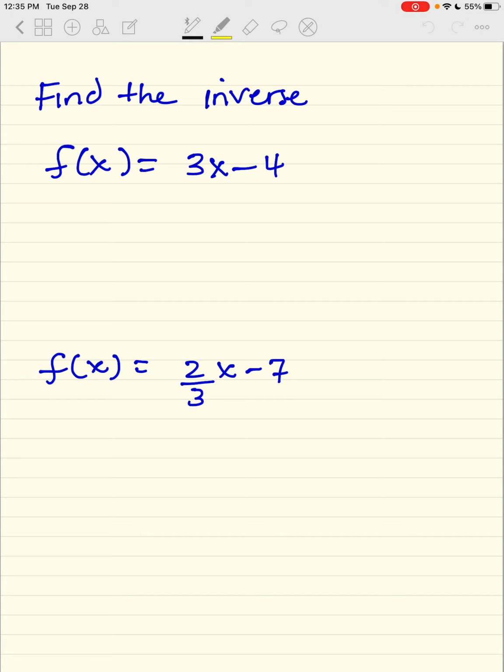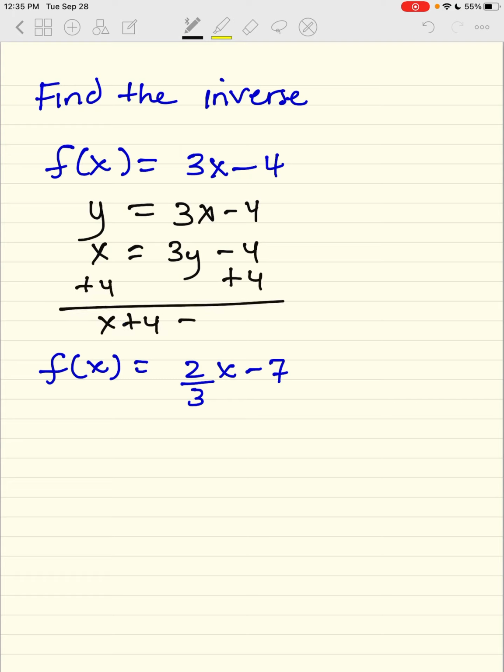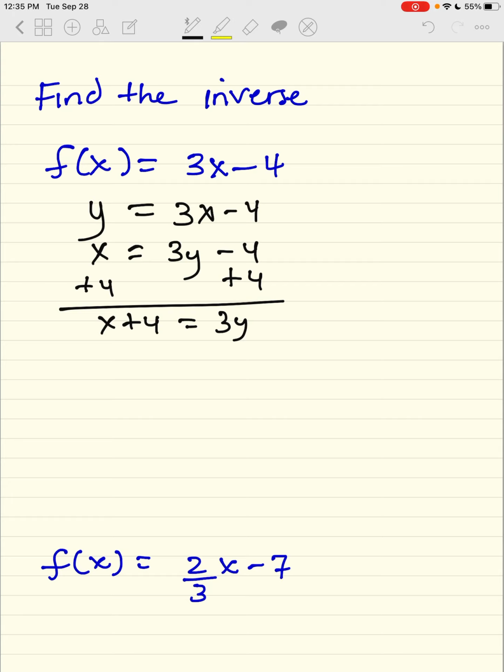How do we find the inverse? Well, we're going to start by making f of x y equals. So y equals 3x minus 4. Once we're done with that, we're going to switch our x and y, and then solve for y. Now, what I'm going to do here is divide by 3, and then I'm done with the inverse. However, one other thing that you can do instead of dividing by 3 is multiply the other side by 1/3.